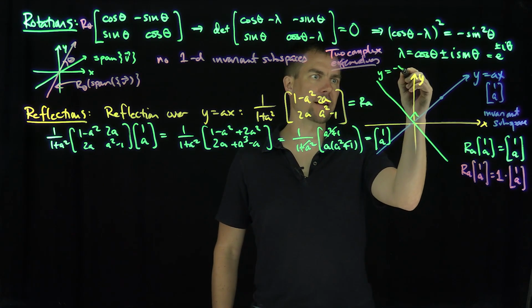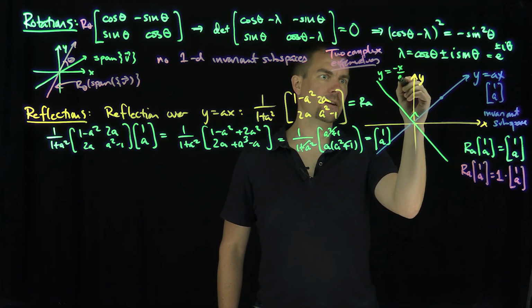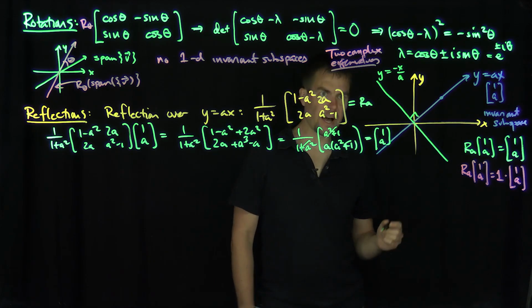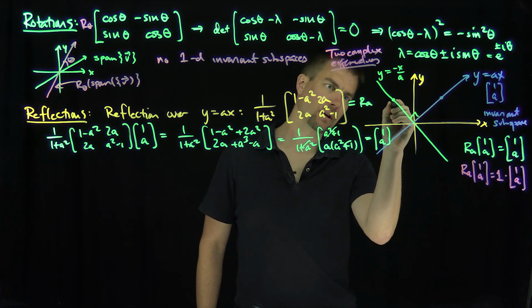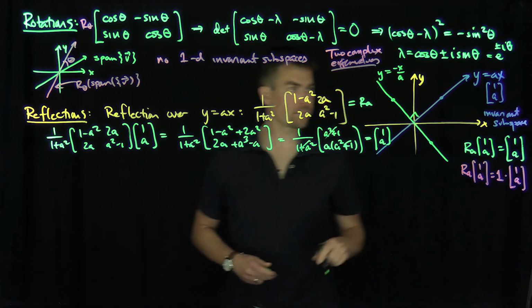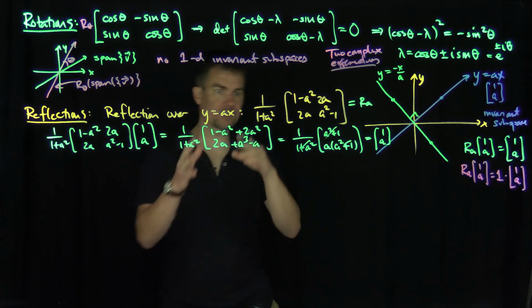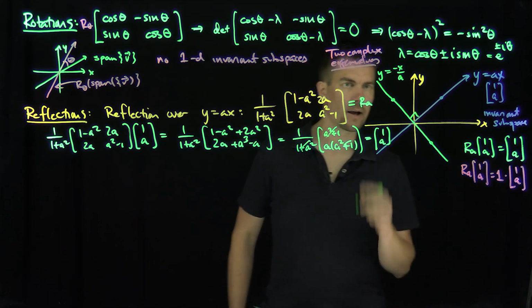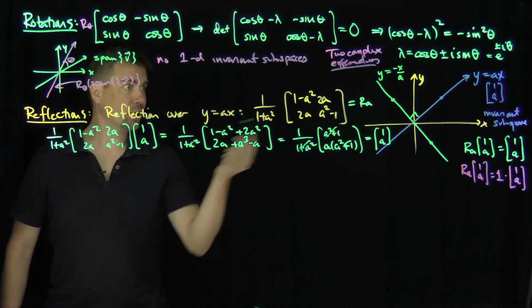That's y is equal to negative x over a, the negative reciprocal slope over there. I know that if I reflect perpendicularly, this point over here will go to this point over here, so it looks like it's going to go in the opposite direction. So I claim that this perpendicular slope is also going to be an invariant subspace. And so how can I check that over there?